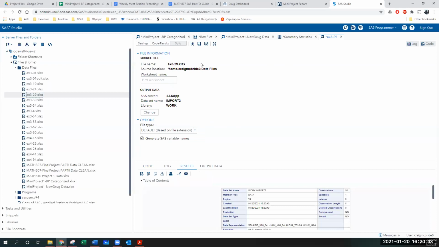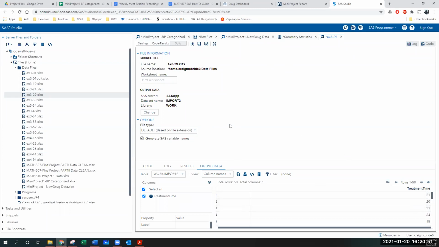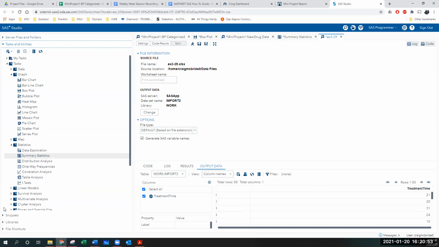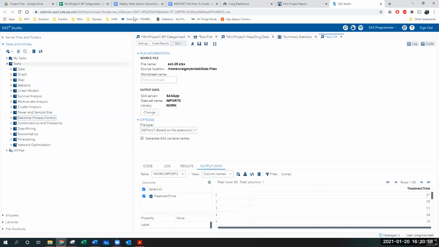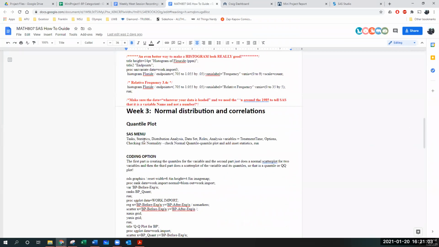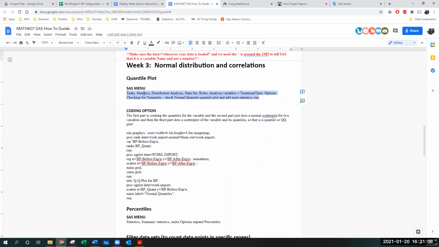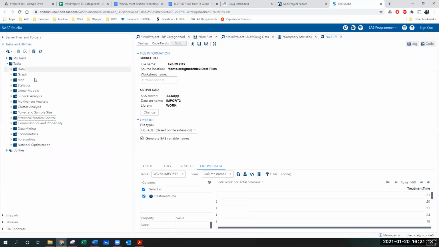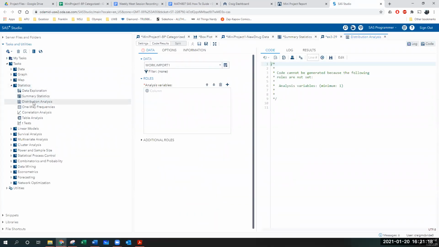So here's the data from 3.29. I loaded it. I always like to look at it and see what I've got. Okay, so I've just got one variable called treatment time. Now if we go to tasks and utilities, and let me close everything so you can see where it comes from. Under the SAS how-to guide, if you go down to week 3, Quantile Plot, it shows you how to do it. You go to tasks, statistics, distribution analysis. So we're going to double click on that.